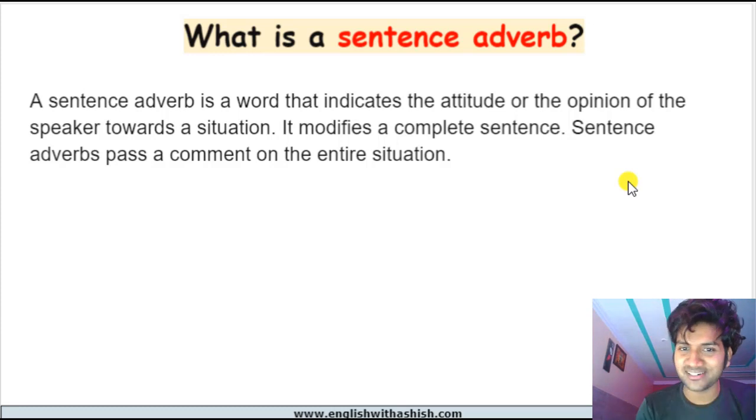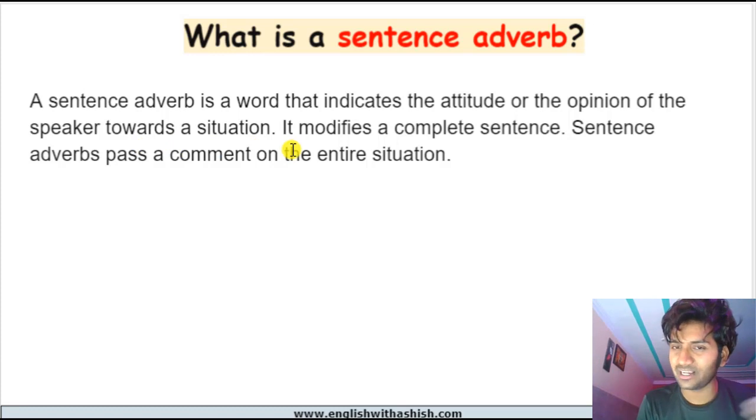Alright everybody, now let's understand what exactly a sentence adverb is and what it does in a sentence. As we know, we have different types of adverbs in English, and a sentence adverb is one of them. So let's look at the definition. A sentence adverb is a word that indicates the attitude or the opinion of the speaker towards a situation. So it tells us what attitude or opinion the speaker has about a particular situation.